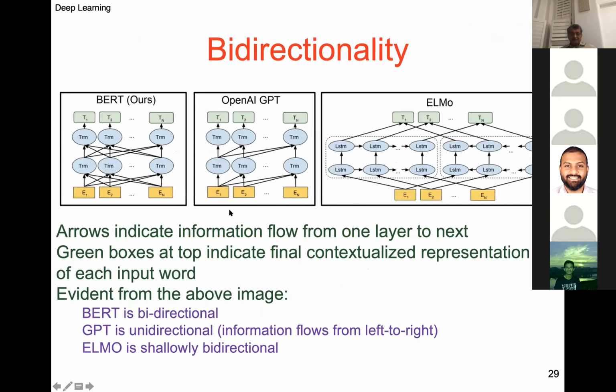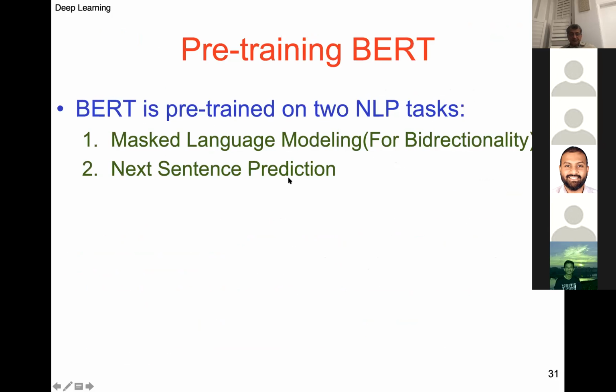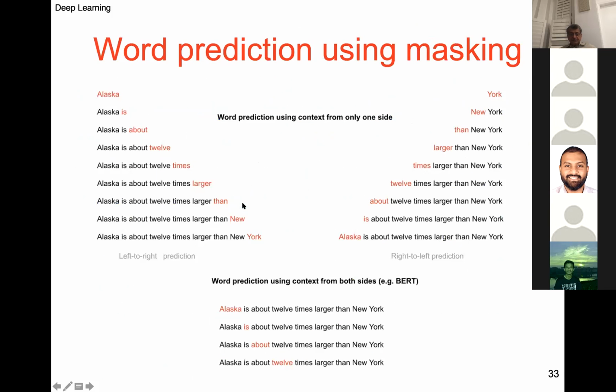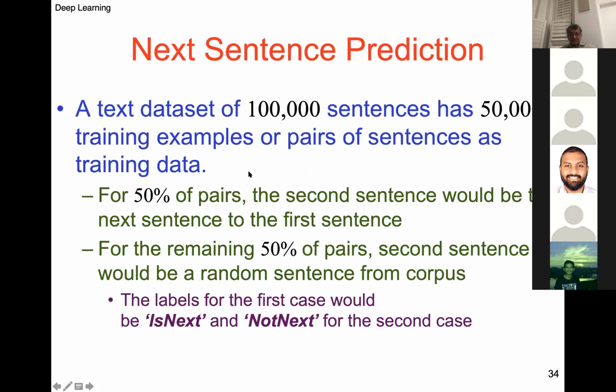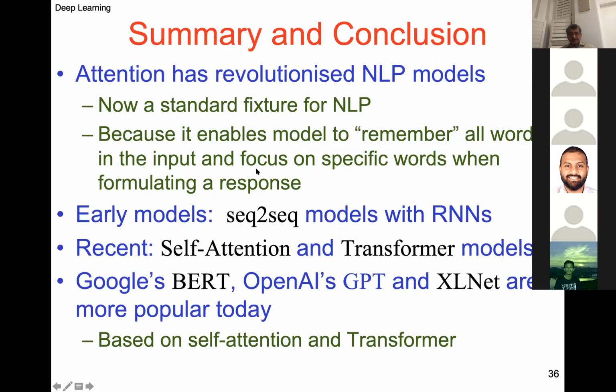There is something about the bidirectionality here, which is fairly straightforward. Text pre-processing for BERT includes position embeddings, segment embeddings, and so on. BERT is pre-trained on two NLP tasks: masked language modeling for bidirectionality, and next sentence prediction. What are these things? The masked language model is what's described here: word prediction using masking. Then there is next sentence prediction, and then the BERT architecture.